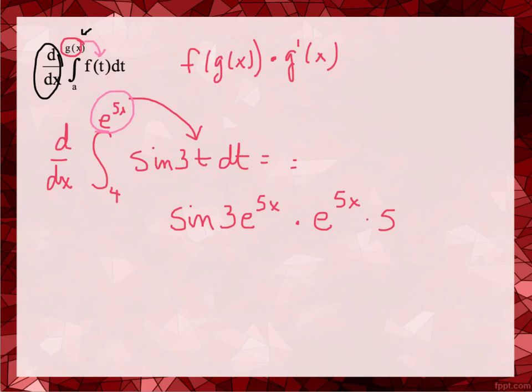So our final answer would be 5 e to the 5x times the sine of 3 e to the 5x.